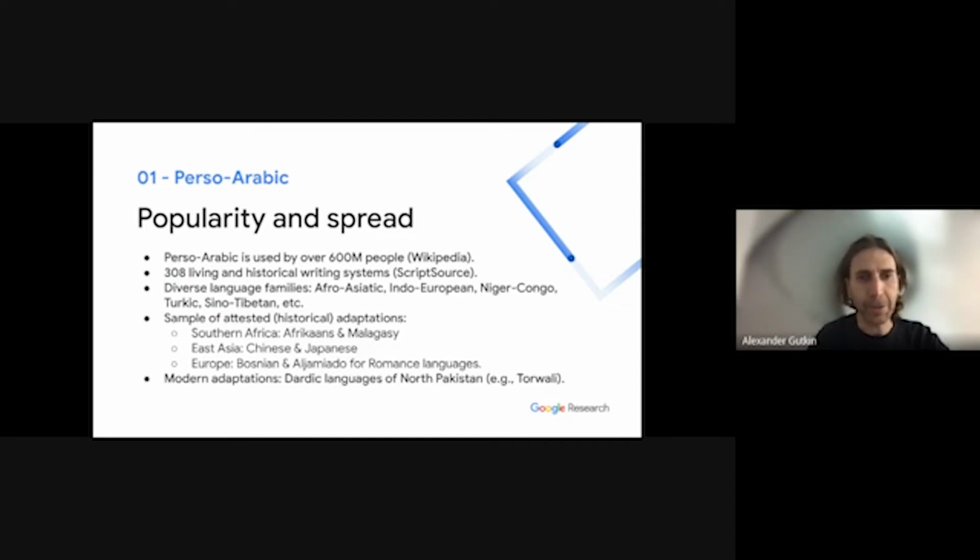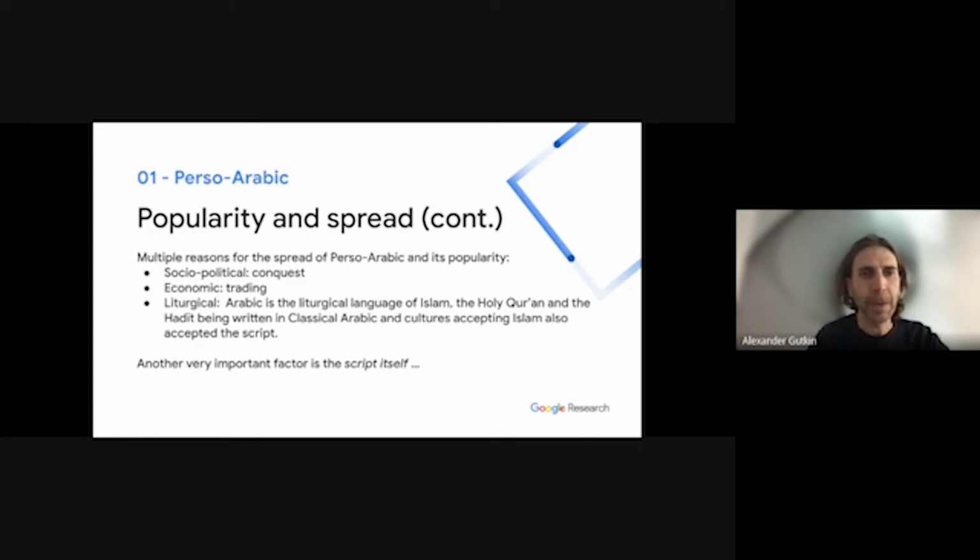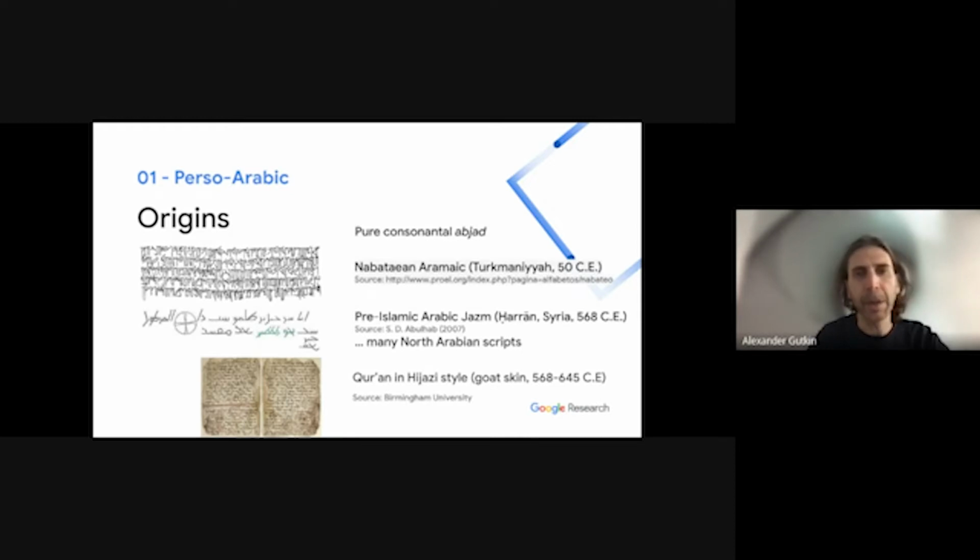The modern adaptations, of course, include the Dardic languages of North Pakistan, and Torwali is one of the better known examples. There are multiple reasons for the spread of Perso-Arabic, of course: social, political, economical, and liturgical. The cultures that accepted Islam also had to accept the script. And another reason, of course, is the flexibility of the script itself. The script evolved from Nabatean Aramaic through several existing North Arabian scripts, and eventually evolved in early medieval times into the script we know today.